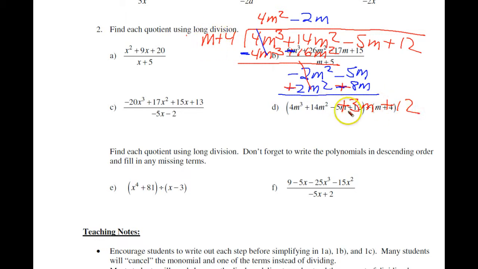Well, m goes into 3m 3 times. So this gives us 3m plus 12. And we change the signs. And on this one, there's no remainder. So this is letter D. Okay? All right, let's go on.